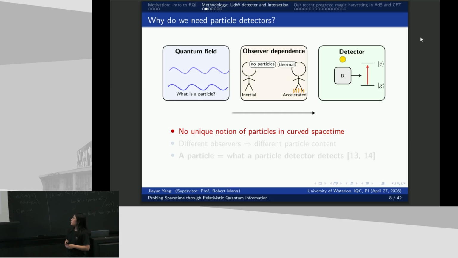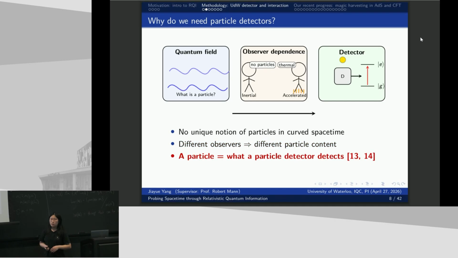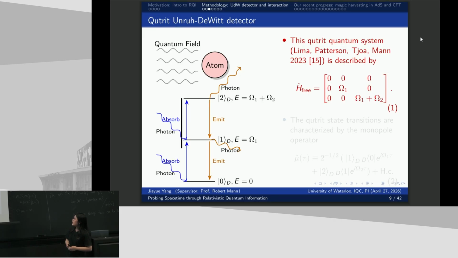So when the detector clicks, you say, I detect particles. This is a brief introduction of the Unruh effect and the Unruh-DeWitt detector. The key takeaway in this slide is that there is no unique notion of particles in curved spacetime, even in Minkowski spacetime when you are non-inertial. Different observers will have different definitions of particles, and a particle is really whatever a particle detector detects. So this is our starting point.